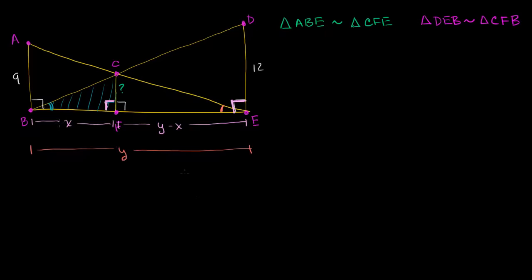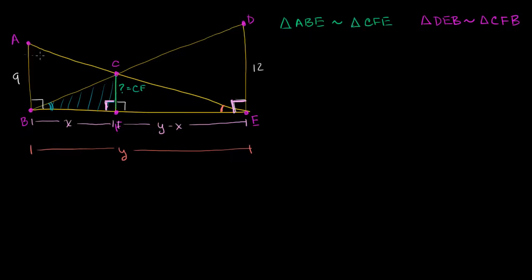But now we can start dealing with the similar triangles. For example, we want to figure out what CF is. We want to figure out what CF is. We now know that for these two triangles right here, the ratio of the corresponding sides are going to be constant.